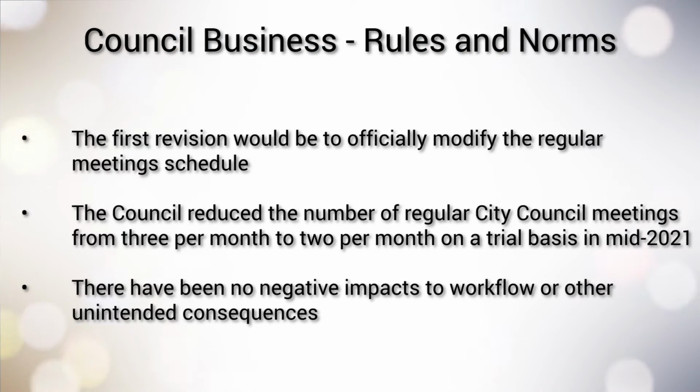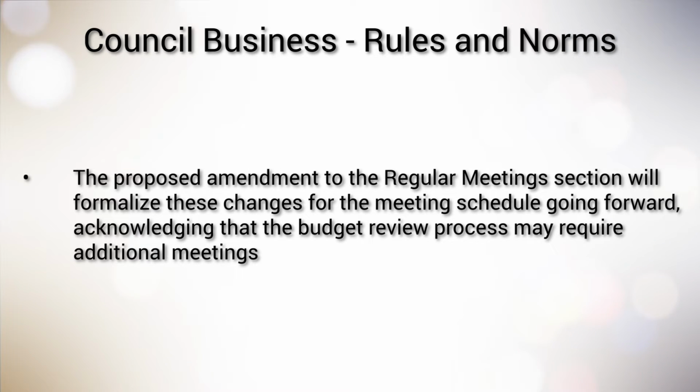The first revision would be to officially modify the regular meeting schedule. The Council reduced the number of regular City Council meetings from 3 per month to 2 per month on a trial basis in mid-2021. There have been no negative impacts to workflow or other unintended consequences. The proposed amendment to the regular meeting section will formalize these changes for the meeting schedule going forward, acknowledging that the budget review process may require additional meetings.